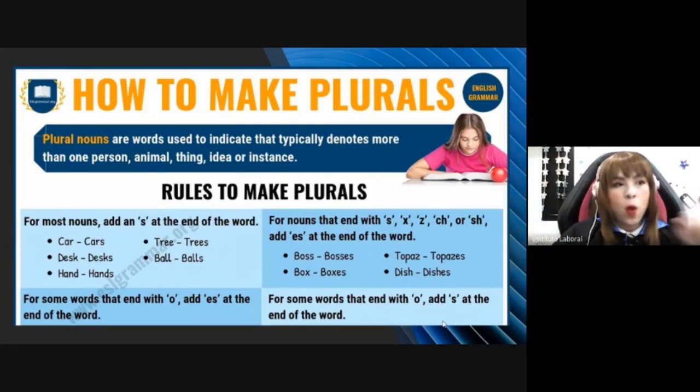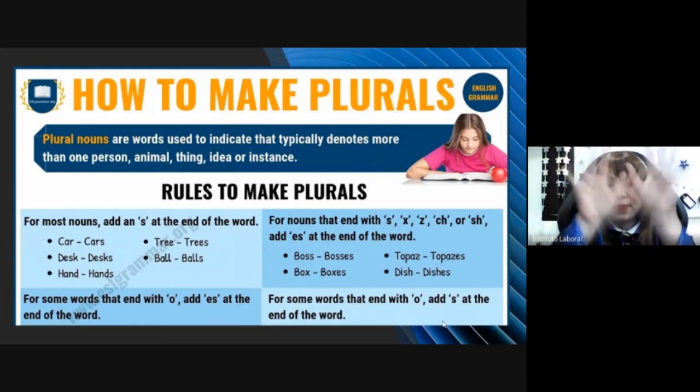Desk, one desk, two desks. Hand, one hand, two hands. Tree, one tree, two trees. Ball, one ball, three balls.